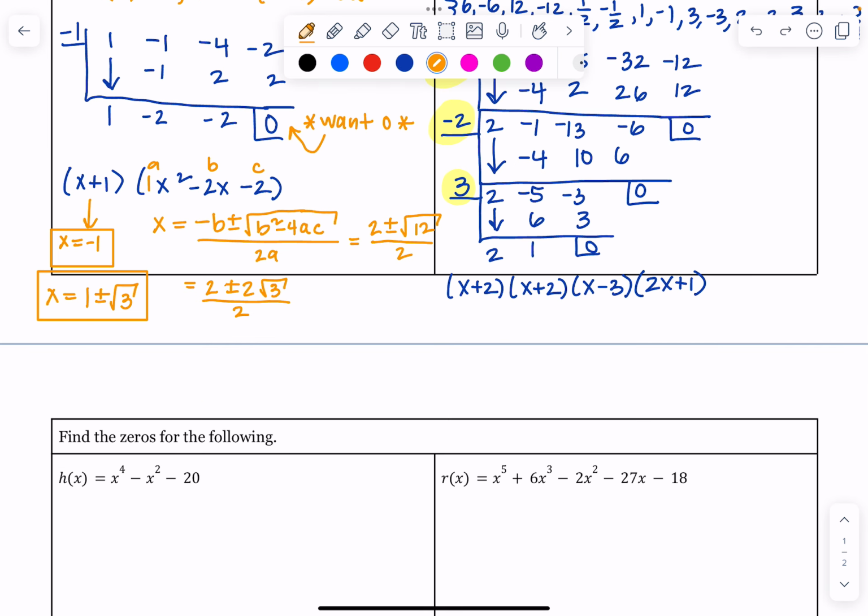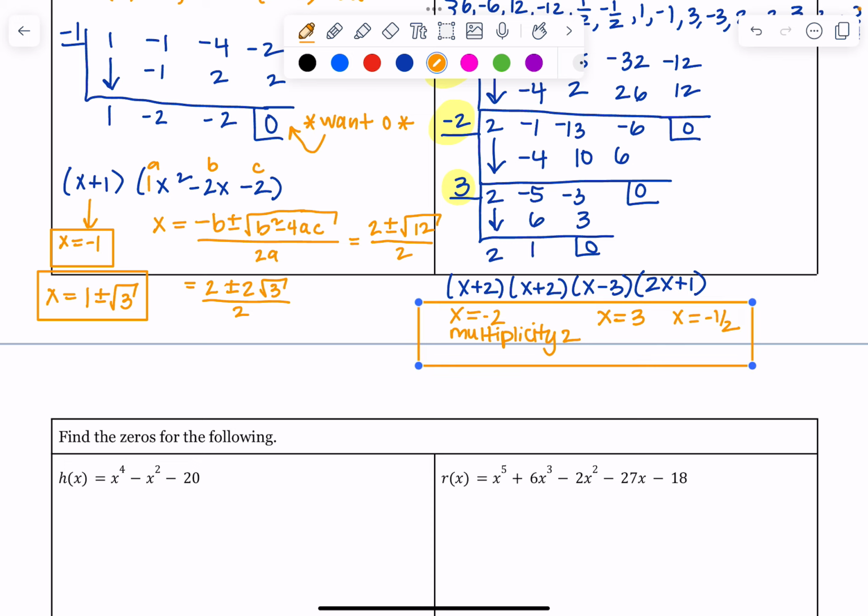And so from the zero product property, we did that a while back, this would be x equals negative 2, and that's multiplicity 2 because we're seeing it twice. And then x equals 3. And then the last one would be x equals negative 1/2. So this one has 3 solutions, but one of them has multiplicity 2.